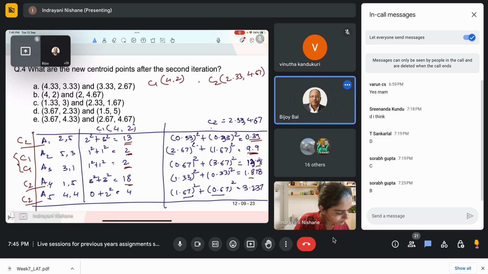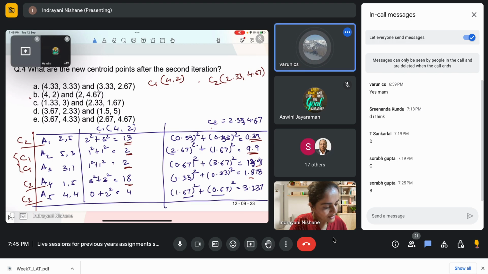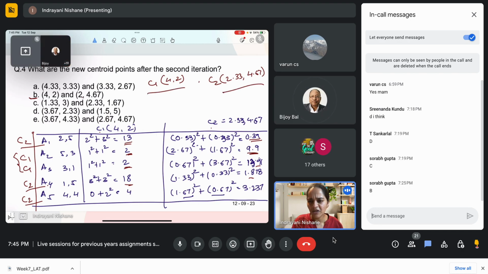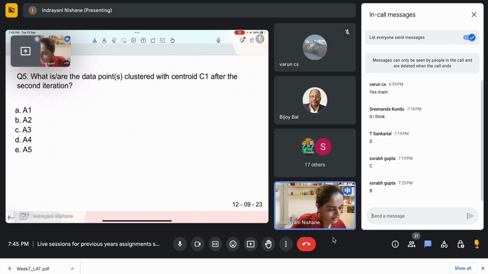Option B. Yeah. Option B seems to be closest, but it has to be 2.33. Yeah, this is just 2. We want it to be 2.33. So this seems to be closest answer. Typing error, maybe. So we will go to next question.